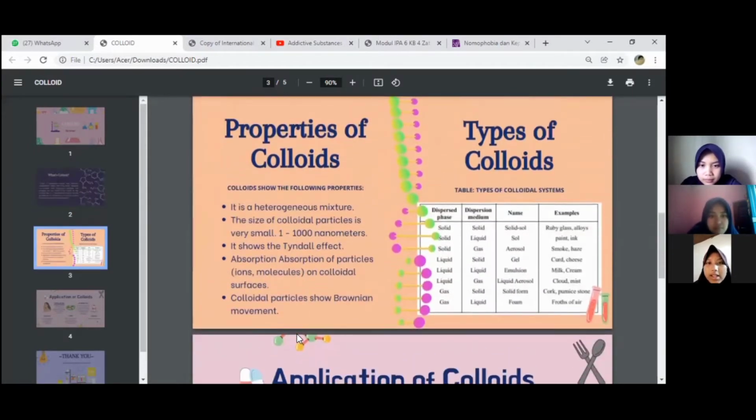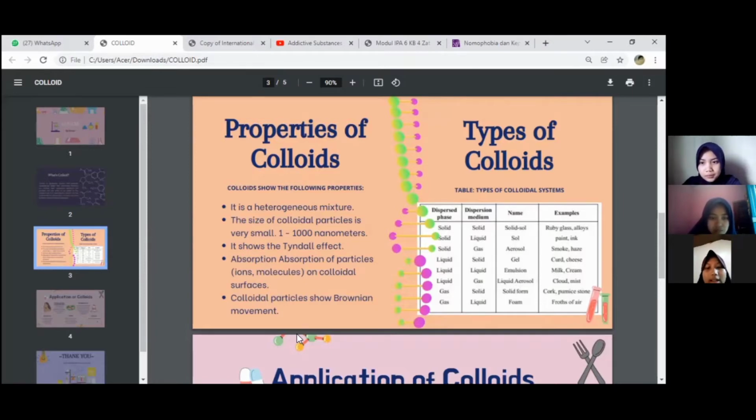The next is properties of colloids. The properties of colloids show the following. First, it is a heterogeneous mixture. Second, the size of colloidal particles is very small, between 1 and 100 nanometers. Third, it shows the Tyndall effect. The Tyndall effect was first discovered by a British scientist named John Tyndall, so it is named the Tyndall effect. The Tyndall effect is the scattering of light by colloidal particles.